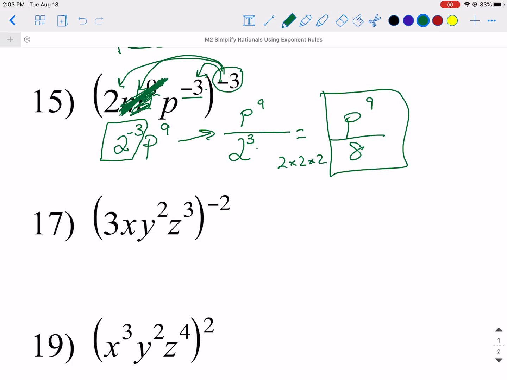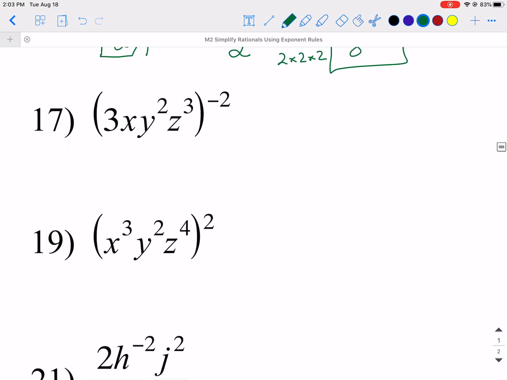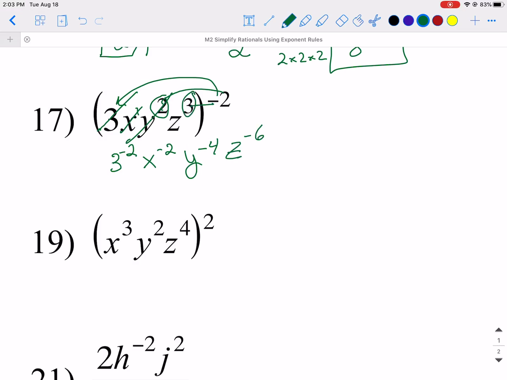Now I did a lot of explanation on that. I'm going to cut down a little bit, so hopefully it's a little bit easier. So I'm going to do another one. -2 is going to be applied to this one. So I write 3 to the -2. X. I know there's a 1 there, so 1 times -2 is -2. So those are done. Y. 2 times -2 is -4. Y is done. Z. 3 times -2 is -6.